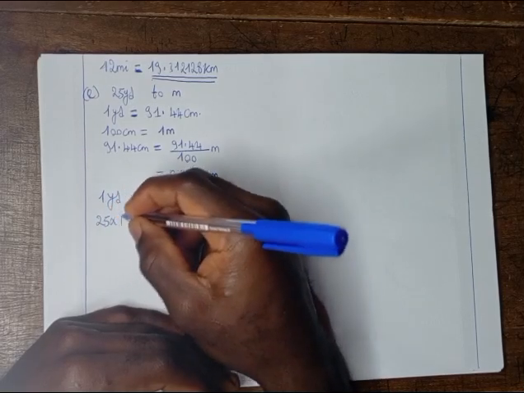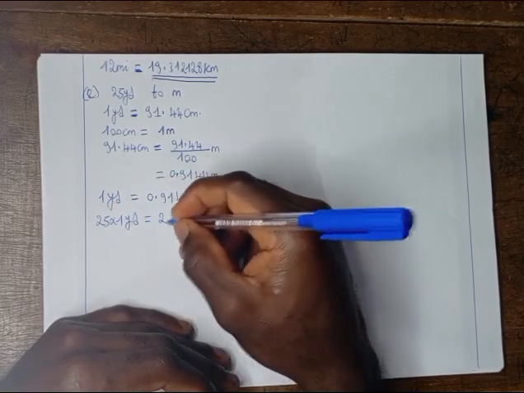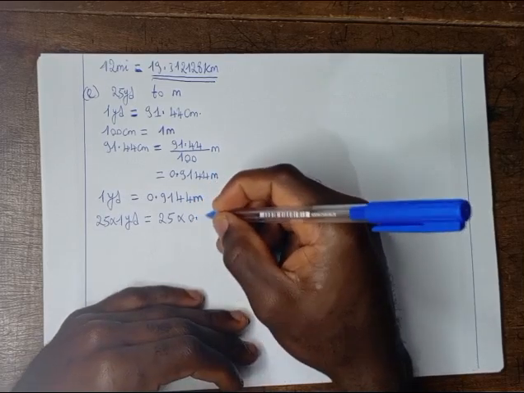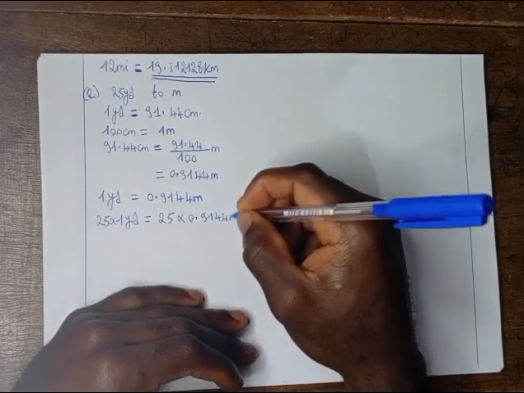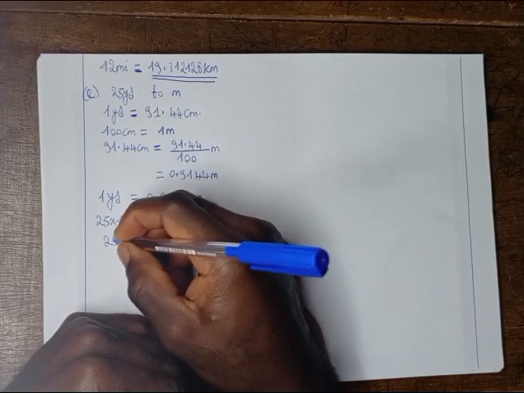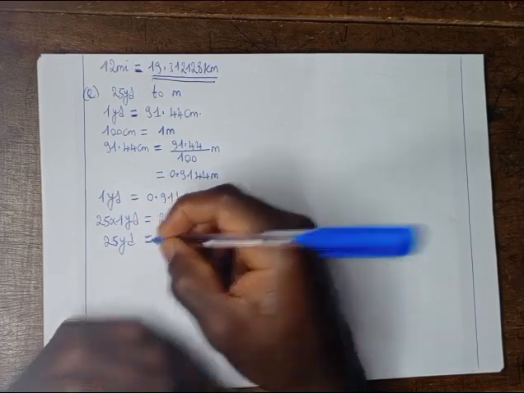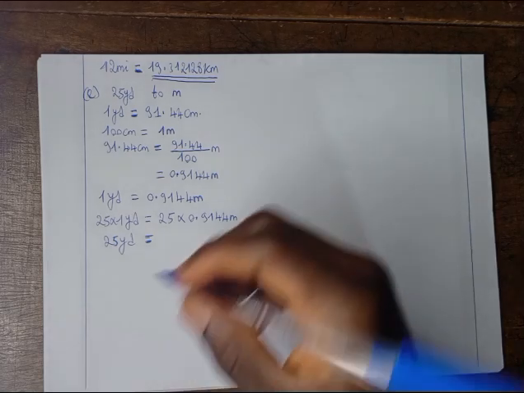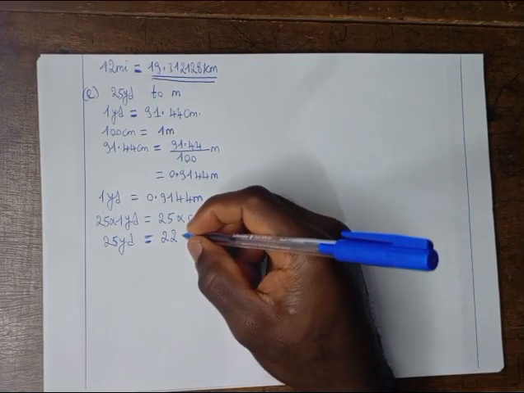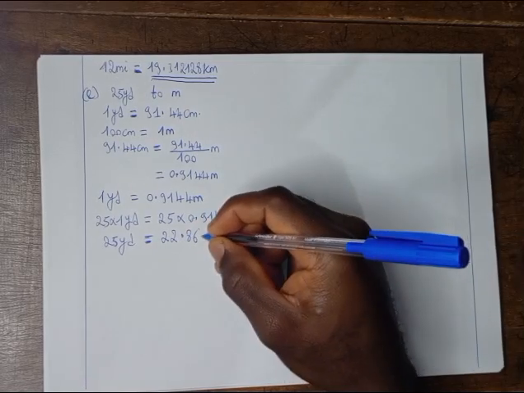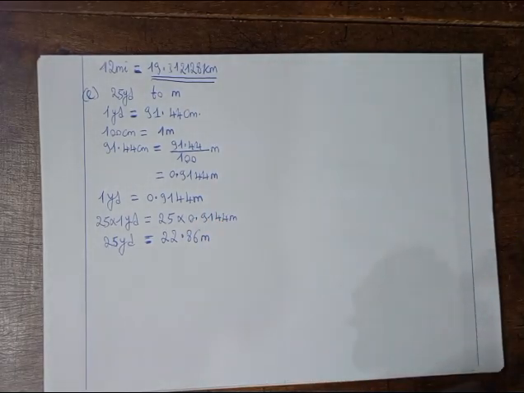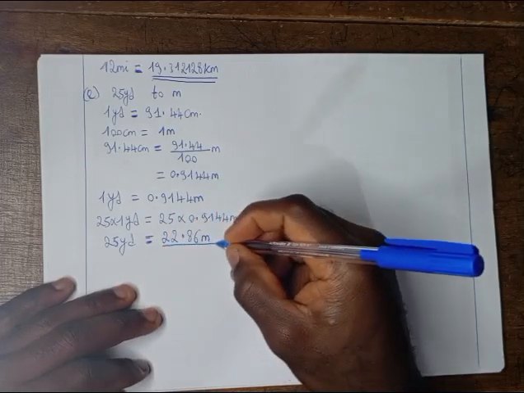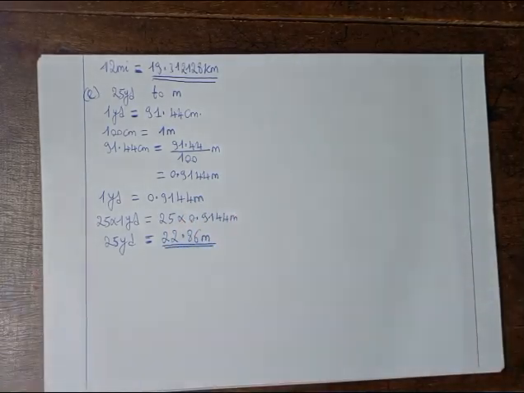Now 25 yards, for us to convert 25 yards, we are going to multiply both sides here by 25. 25 times 1 yard will be equal to 25 times 0.9144 meters. This will give us 25 yards to be equal to 25 times 0.9144, which is 22.86 meters. This will be the result. And we are done with the correction of the exercise for application.